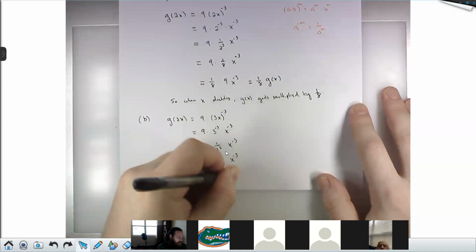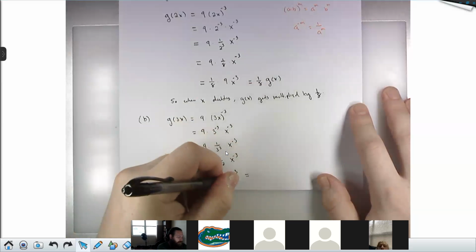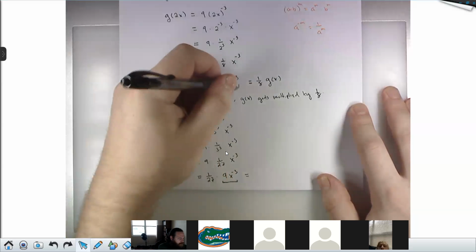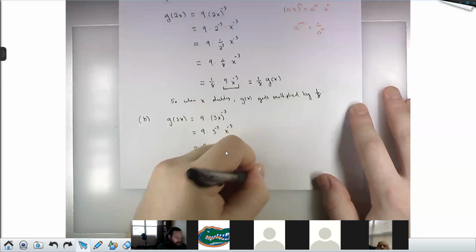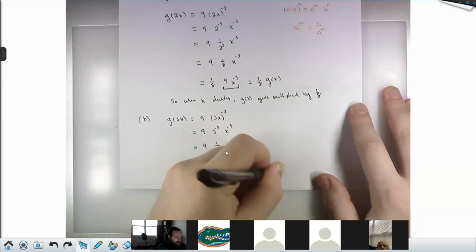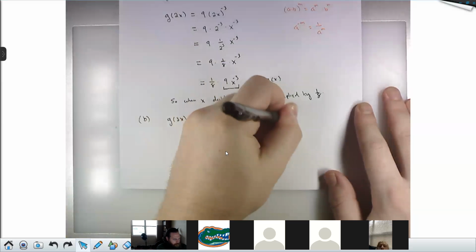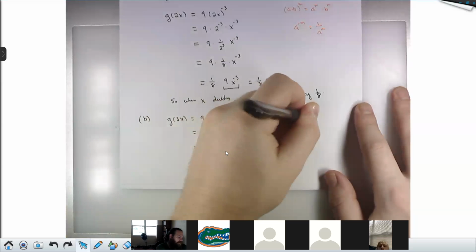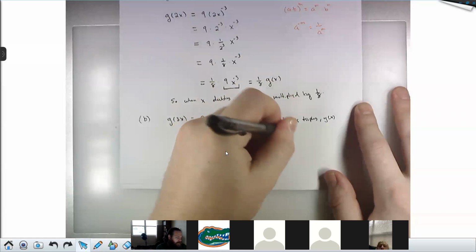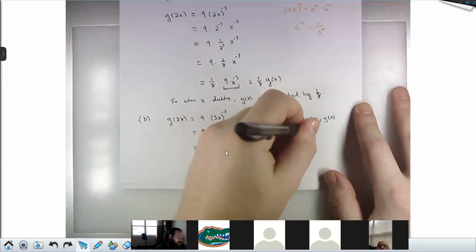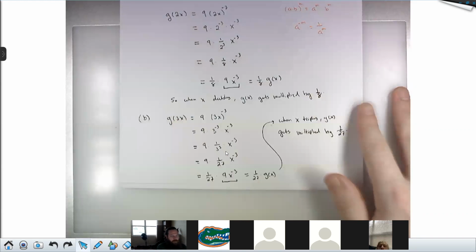And what's left here is 9x to the negative 3. And this 9x to the negative 3 I recognize as being the old function g of x. So this is 1 over 27 times g of x. So here I would say when x triples, g of x gets multiplied by 1 over 27. I'll say it one more time.